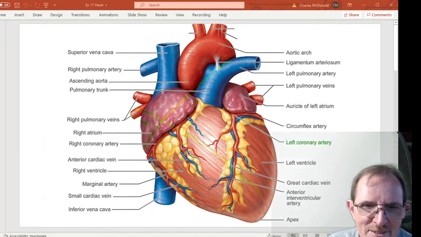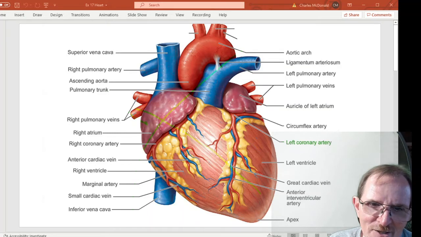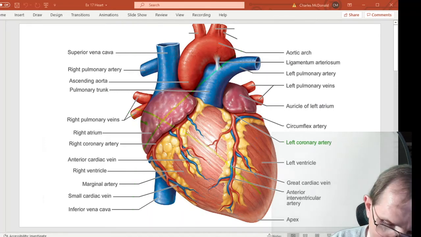Okay, again, I know this one says right atrium. Underneath the auricle is the right atrium. How are you going to know which one I want on an exam? I'm going to accept either answer. That's how.